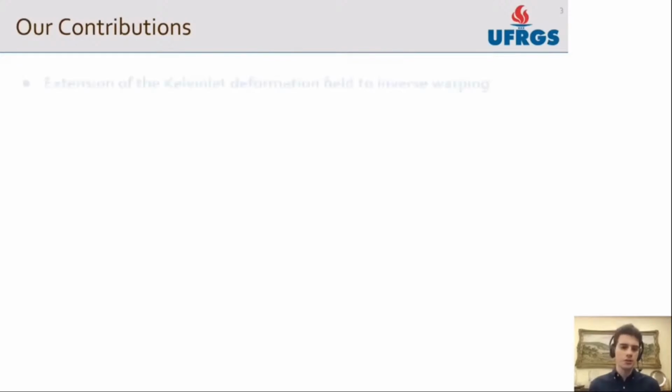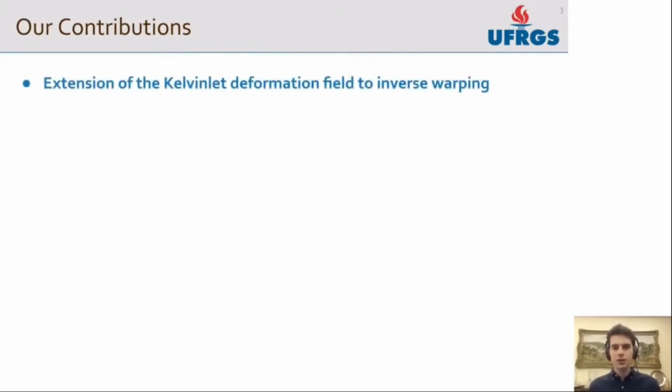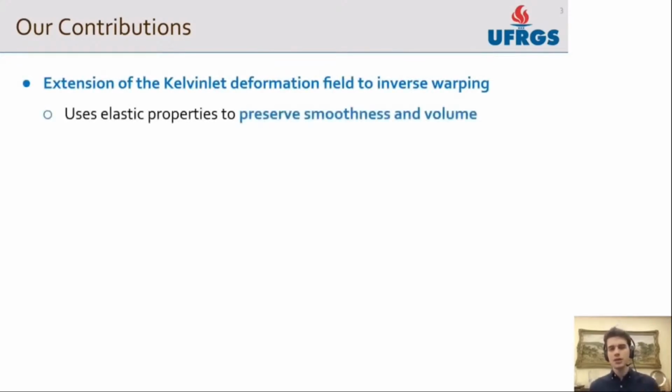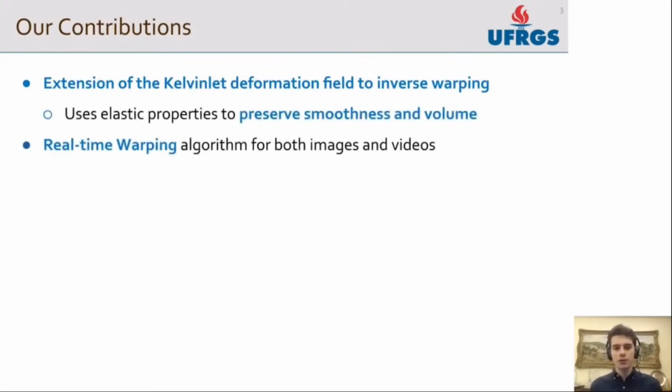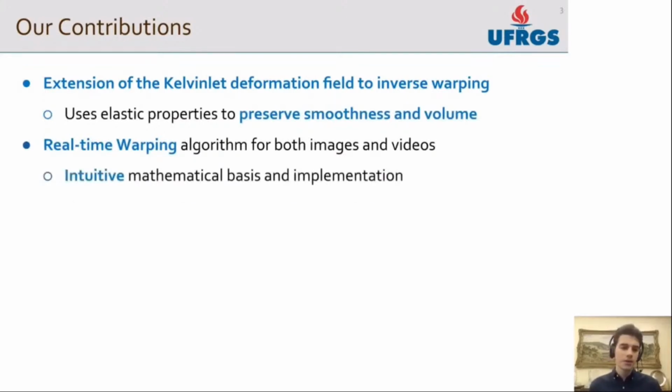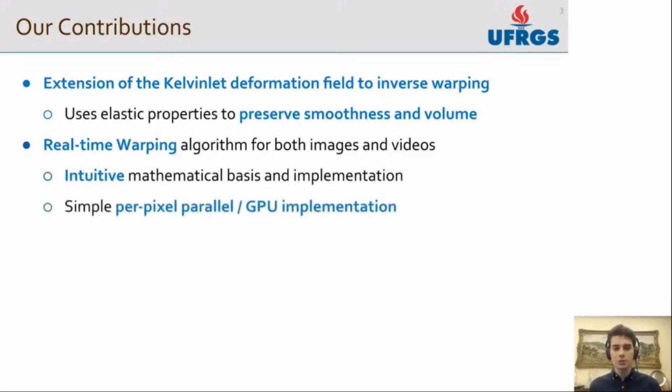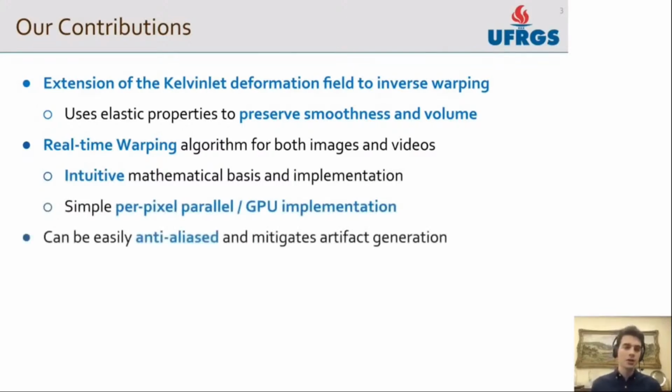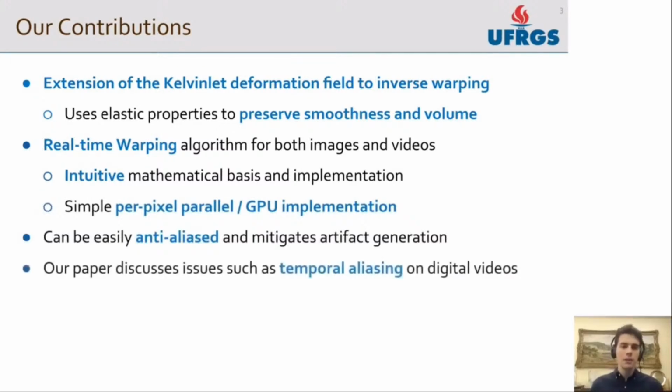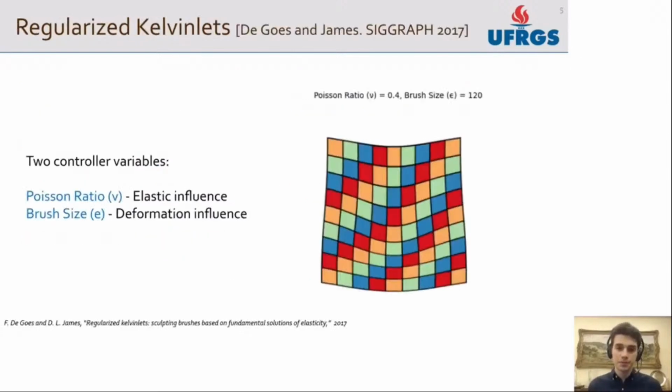Our contributions are an extension of the Kelvin deformation field to inverse warping that uses elastic properties to preserve smoothness and volume, a real-time warping algorithm for both images and videos that has intuitive mathematical basis and implementation, and a simple per-pixel parallel GPU implementation for which the results can be easily anti-aliased and mitigate artifact generation. Our paper also discusses issues such as temporal aliasing on digital videos.